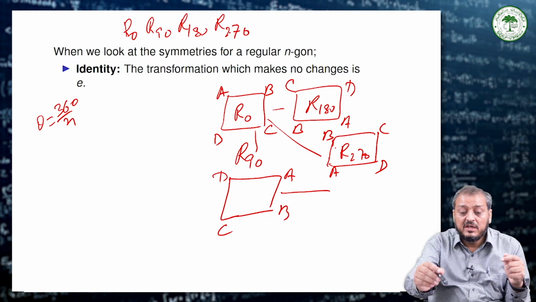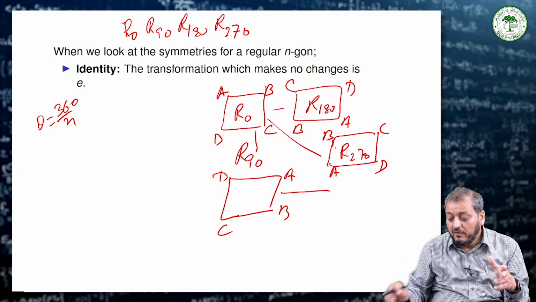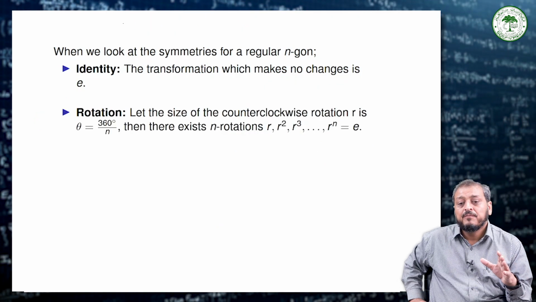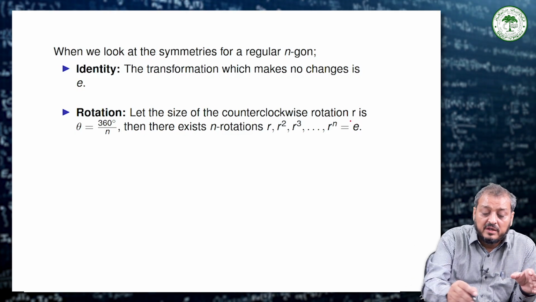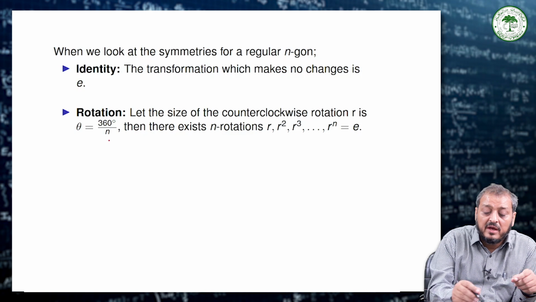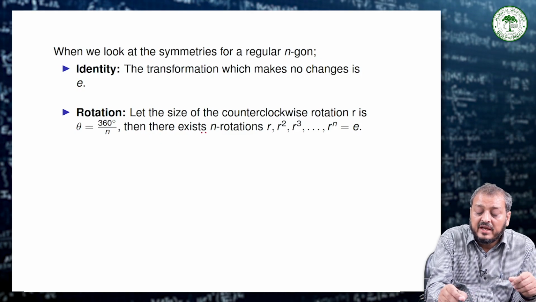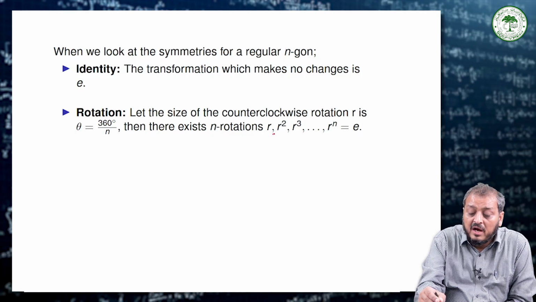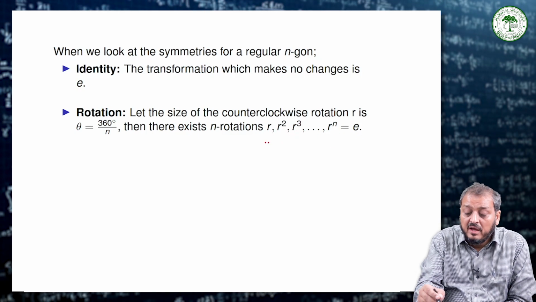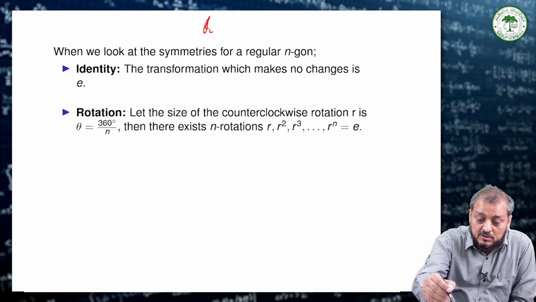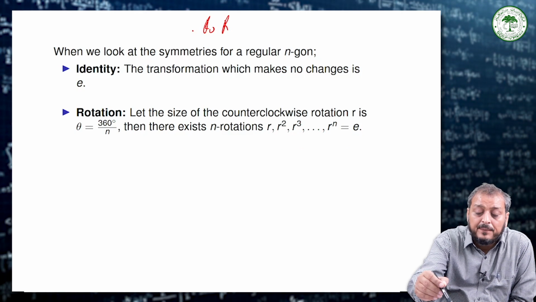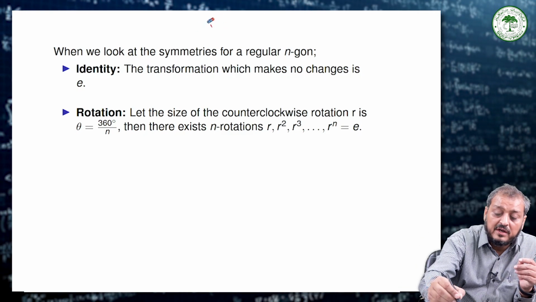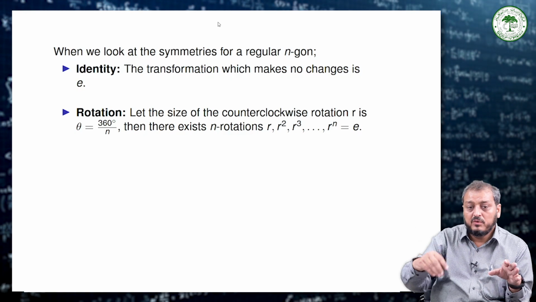If we rotate by 360, then again we get r0. Now we have to consider reflections, so just the rotations first. Let the size of the counterclockwise rotation r be theta equal to 360 by n. Then there exist n rotations: r, r square, r cube, up to r to the power n, which we generally denote as equal to r0. For our example, this is r 90 degrees, so we rotate about 90 degrees, then we again get the same shape, and we have to position ourselves.